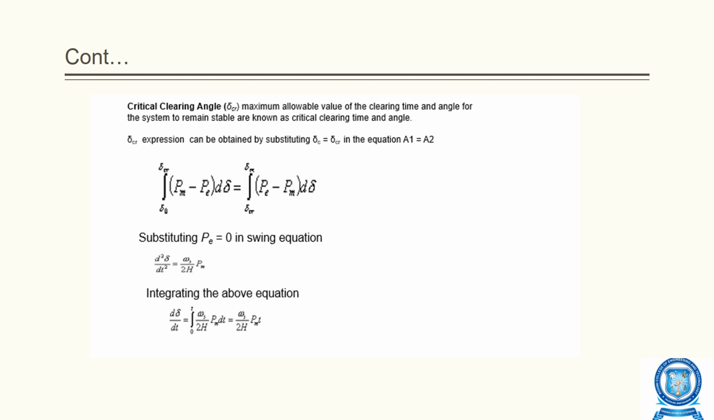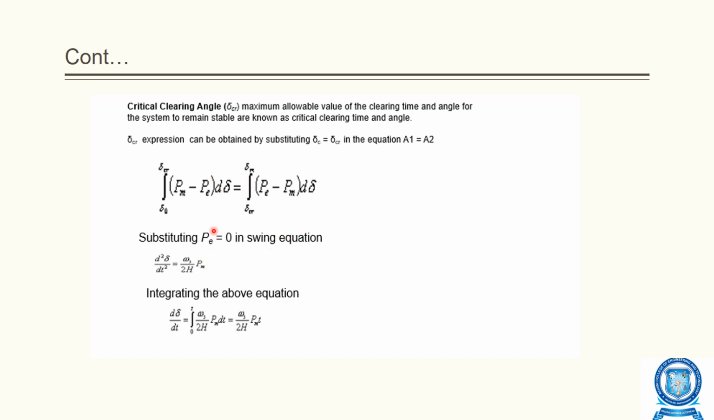Critical clearing angle. Delta c, the maximum allowable value of clearing angle for the system to remain stable, is known as the critical clearing angle. So the expression can be represented as an integral. As I told, for the stable case A1 is equal to A2, that is both the areas will be the same. In this case, I can equate both the areas. The integral from delta naught to delta c of (Pm minus Pe) d delta is equal to the integral from delta c to delta m of (Pe minus Pm) d delta.